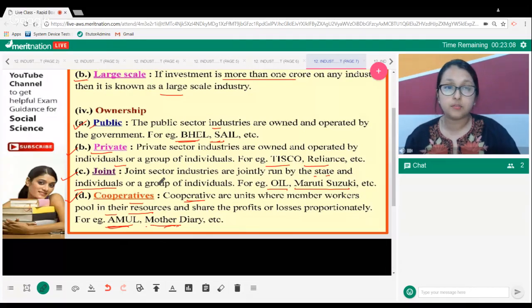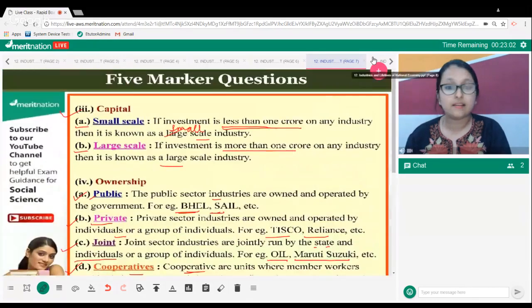Jyoti, the full form of BHEL is Bharat Heavy Electricals Limited. Fine. Sorry, Bharat Heavy Electricals Limited.